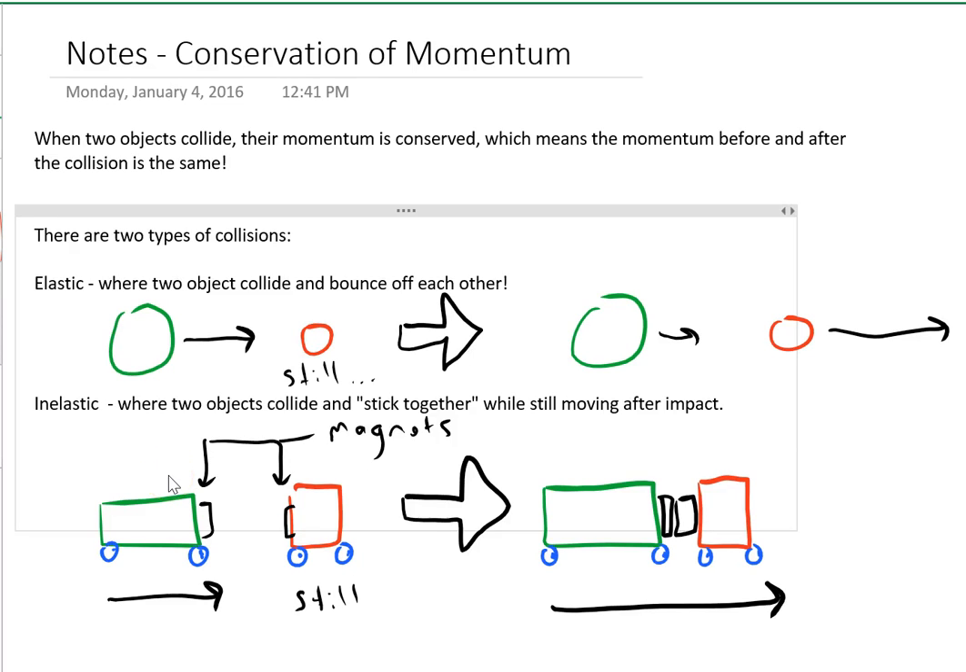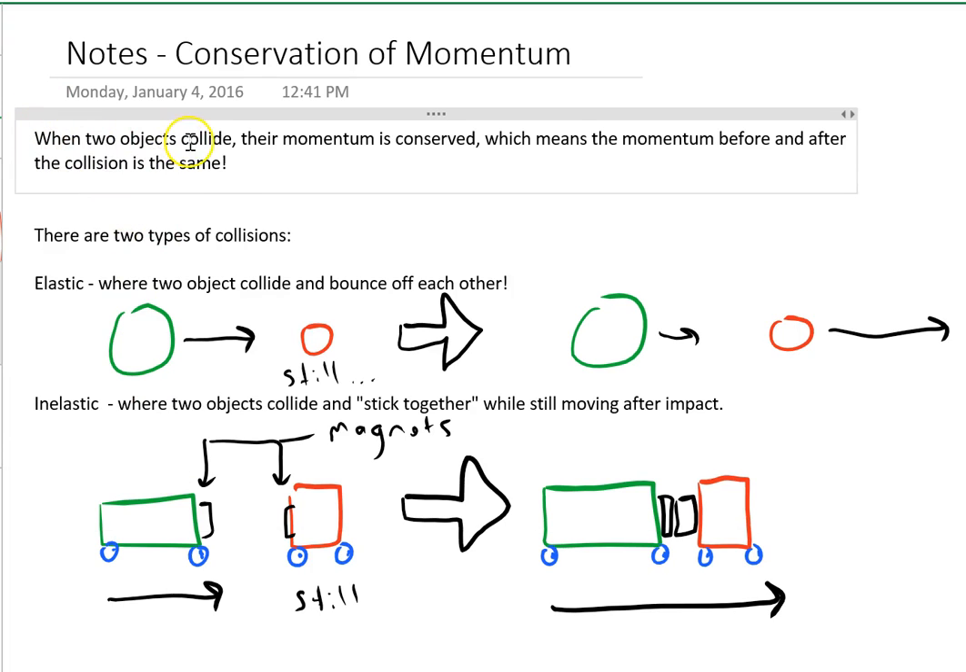Okay, this is the notes for Unit 7.3, which is about conservation of momentum. Within this section, we're going to be talking about what happens to our momentum whenever two objects collide with each other. So, when two objects collide, their momentum is said to be conserved, which means that the momentum before and after the collision are the same. So they're equal to each other.